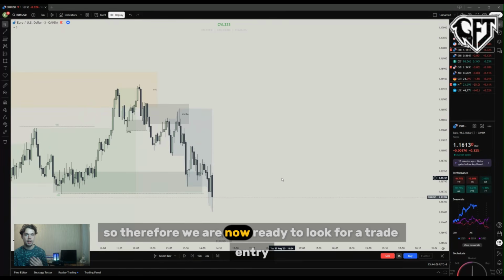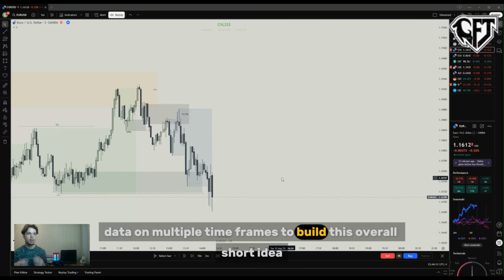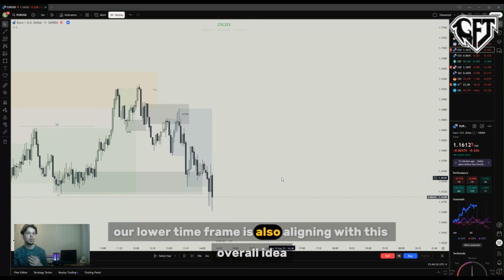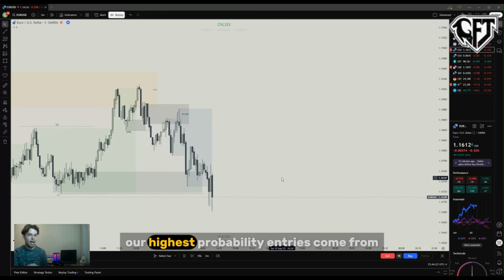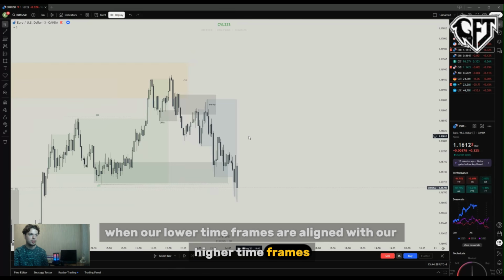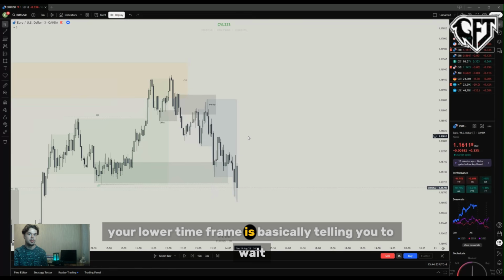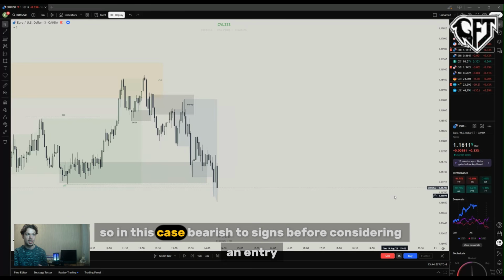So therefore, we are now ready to look for a trade entry, as we have stacked data on multiple time frames to build this overall short idea. And now our 3 minute, our lower time frame, is also aligning with this overall idea. We can now look for an entry, as obviously our highest probability entries come from when our lower time frames are aligned with our higher time frames. And if your lower time frame isn't aligned with your higher time frame, your lower time frame is basically telling you to wait for it to display bearish signs before considering an entry.